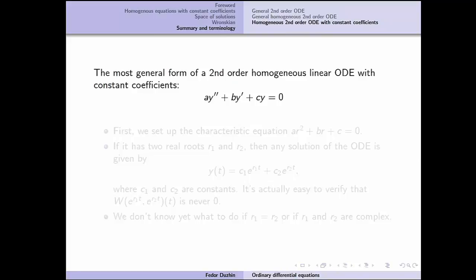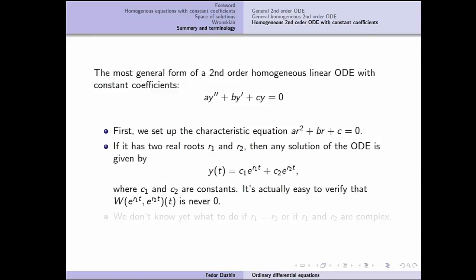What you can do, if the coefficients of the differential equation happen to be constant, is solve it explicitly by doing the following. You need to set up the corresponding characteristic equation, which is just an algebraic quadratic equation with the unknown r. And if it has two real roots, then we are done. But if it has two complex roots or a repeated root, then we don't know how to deal with it yet. This is the topic of the next week.